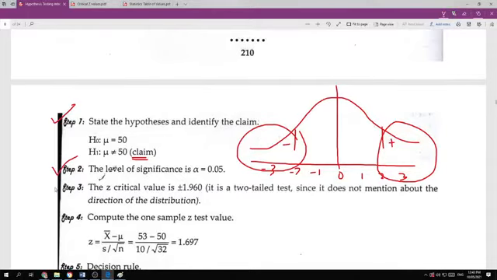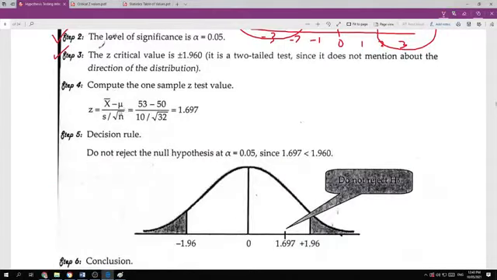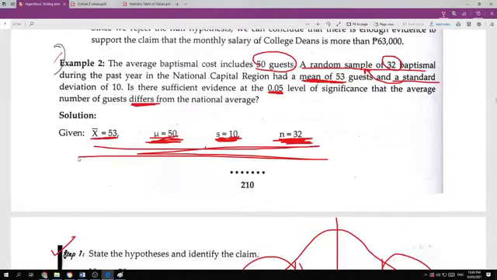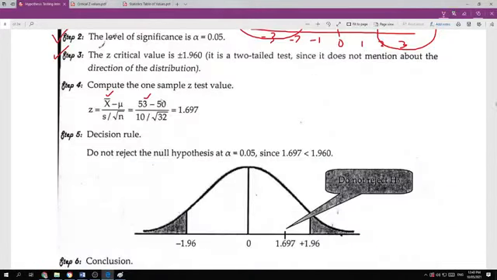Okay, we have already done step 3. Step number 4, we have already identified this. This is the sample mean, 53. That's already identified earlier. That's based on our problem. And we have the population mean, the standard deviation of 10, and a sample of 32. So computing this, you will get this value.